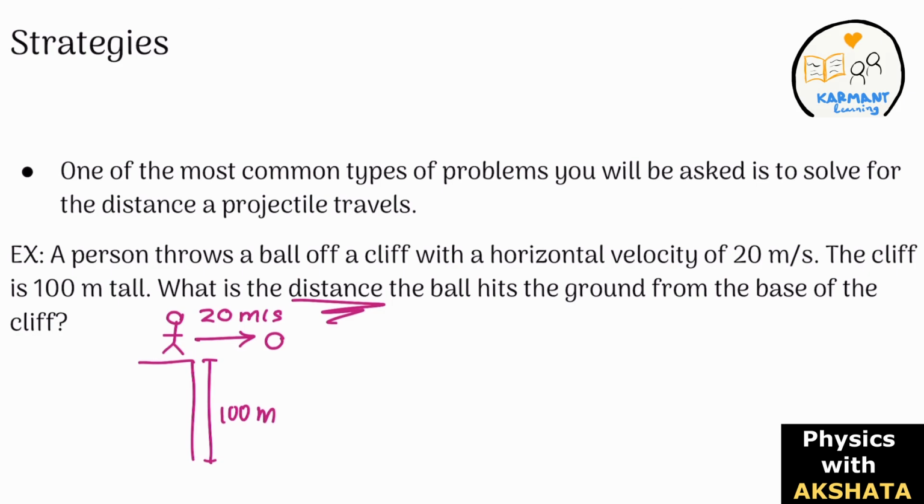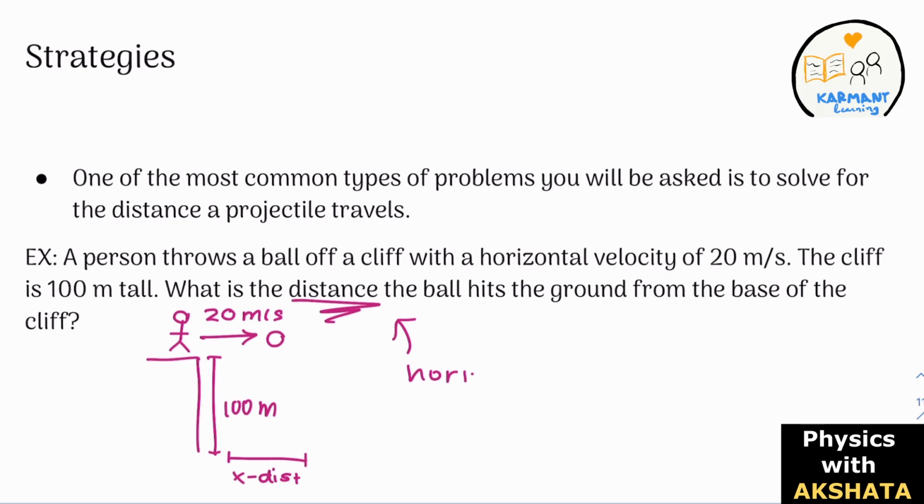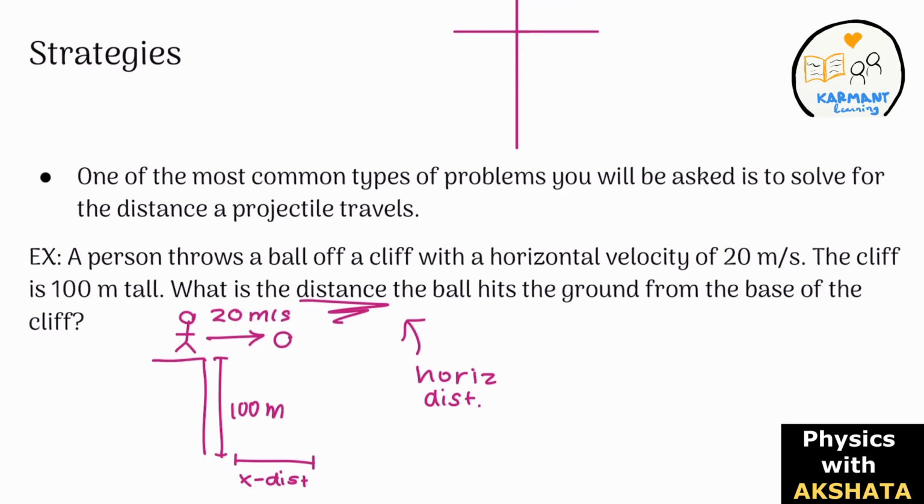So what should we do first? We're solving for something in terms of distance. Here we're solving for horizontal distance. So now let's make a knowns and unknowns list. The stuff that we know is the initial height, which is 100 meters, and we know our initial velocity, 20 meters per second. There's also one more thing that we know, that the acceleration due to gravity in the y direction, so a_y, is equal to negative 9.8 meters per second squared.